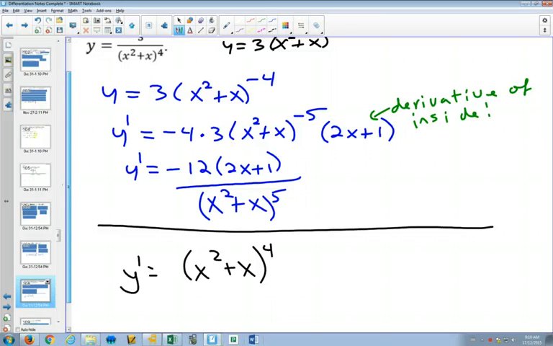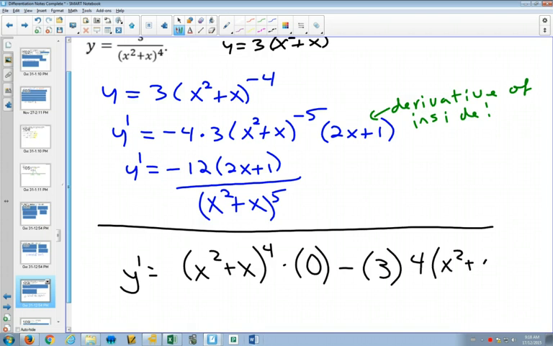Then you multiply by the derivative of the top. What is the derivative of the top? The derivative of the top is just 0 because it's a constant. Then you would subtract. Now we keep the top the same. What's the derivative of the bottom? Well, the derivative of the bottom is a chain rule. So with the chain rule, you'd bring the 4 out in front, subtract 1 from the exponent, and then multiply by the derivative of the inside.